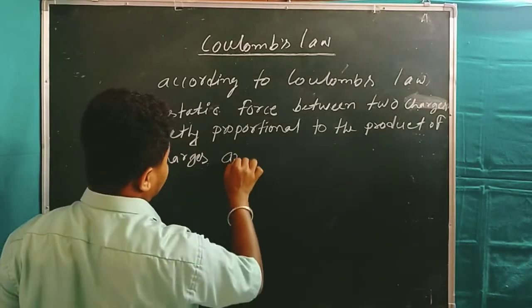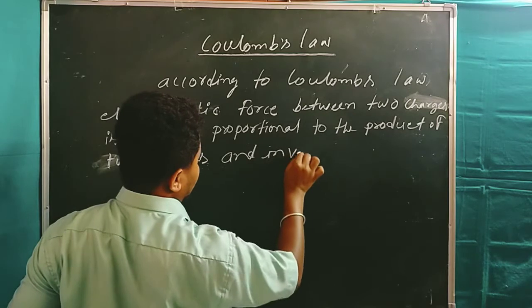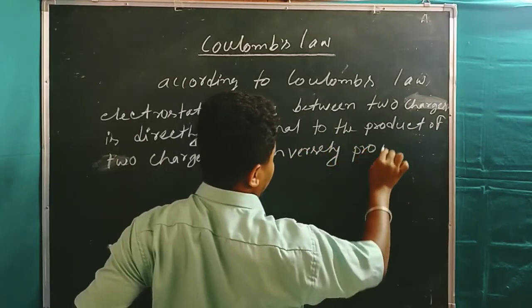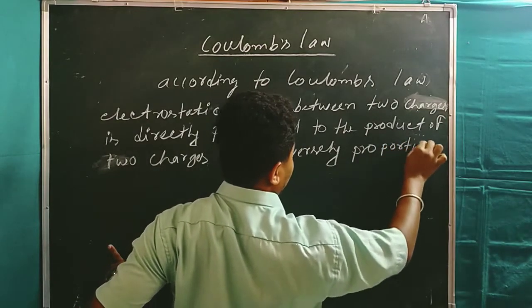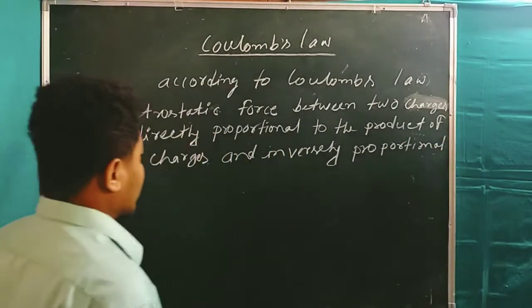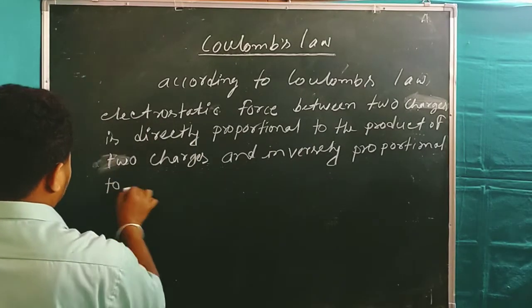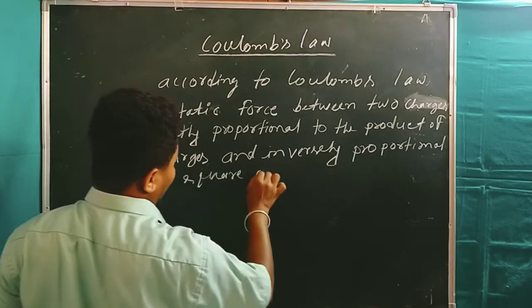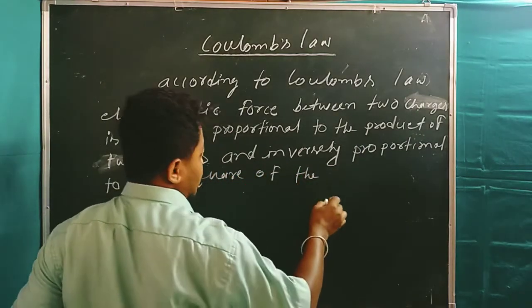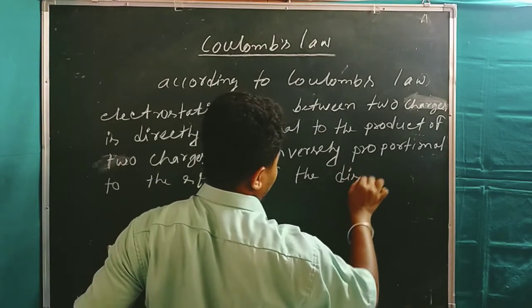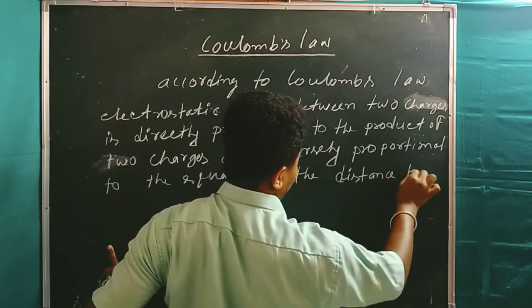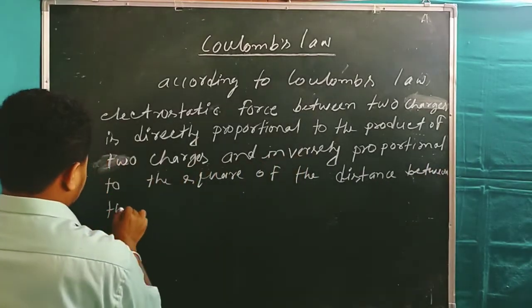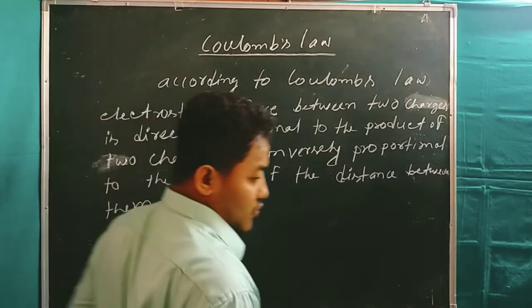And inversely proportional to the square of the distance between them. So this is Coulomb's law.